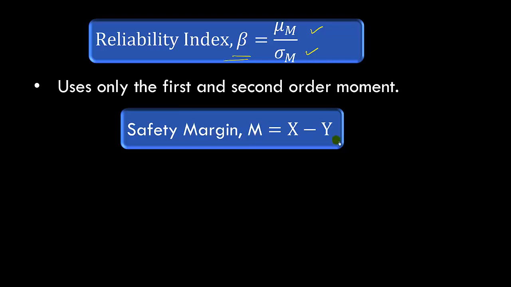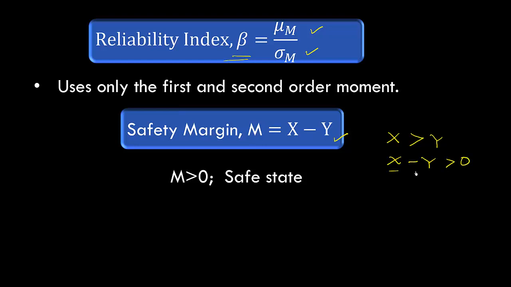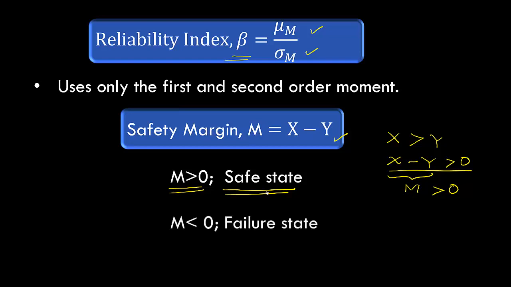If you remember, the safety margin is given as M equals X minus Y, where X is the capacity and Y is the demand. Now when my capacity is greater than demand, that is X is greater than Y, or in other words, X minus Y is greater than 0, I can say my system is safe. That is, when M is greater than 0, which is X minus Y greater than 0, I will say this is a safe state. Similarly, if M is less than 0, we will call this a failure state. Now what will we call when M equals 0? That is basically the limit state.